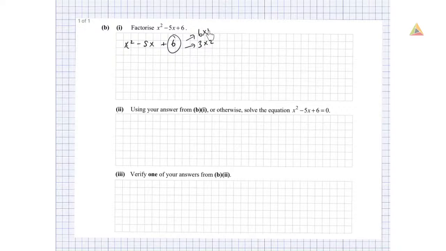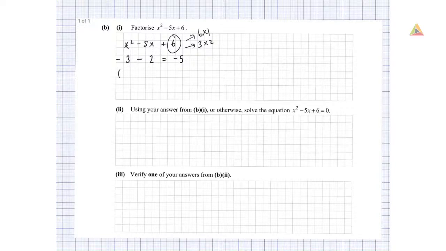Now, you can go with 6 and 1 either, and one of them will work, but I'm going to go with 3 and 2. Okay, so I have a 3 and I have a 2, and I need to add or subtract to give me the middle number, which is minus 5. So I need to decide now what signs are going to go in front of 3 and 2. Well, it's going to be minus because minus 3 minus 2 gives me minus 5.